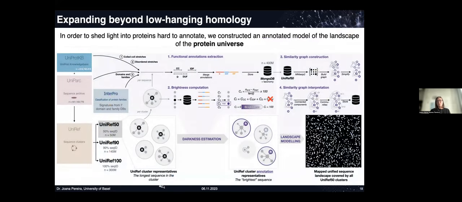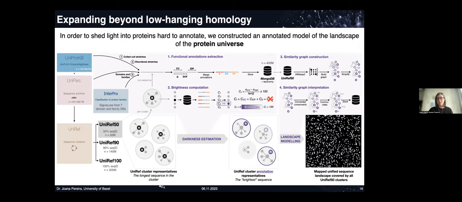Now, what are the next steps? Of course, we're not stopping here. This was just the start of a really interesting line of research, in my opinion. But now there's a lot of things that we can improve on, and we're working in that direction. Currently, one of them is to improve the network and the way that we construct the network.